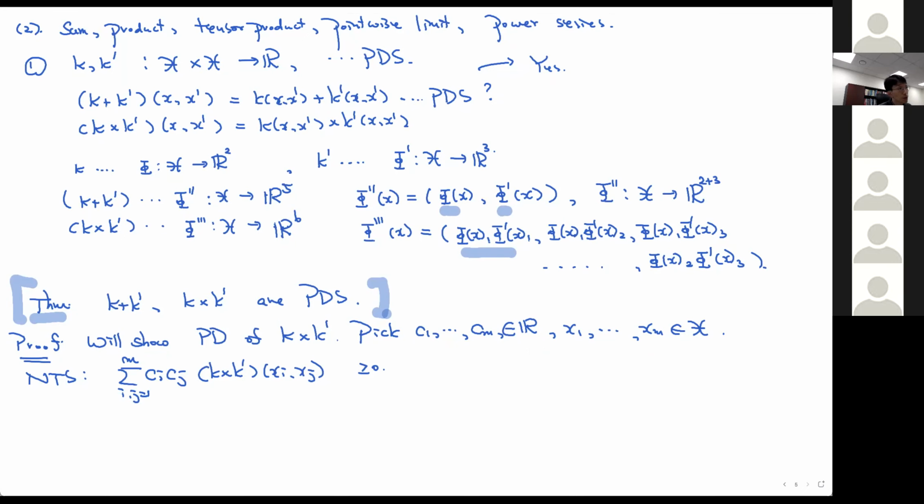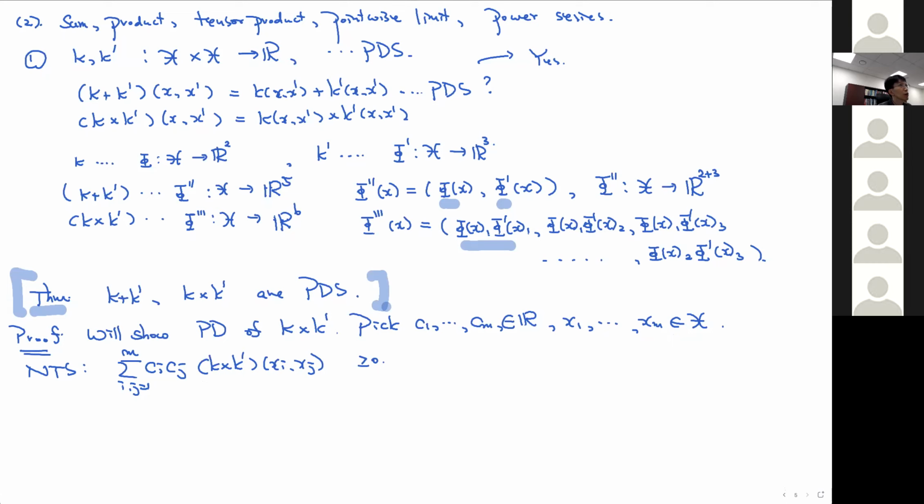We need a bit more space. Unpack this a little bit. So now we unpack the definition of K and K prime. The definition tells us K of xi, xj times K prime of xi, xj. You have to show this is greater than or equal to 0. So that's what we need to prove.